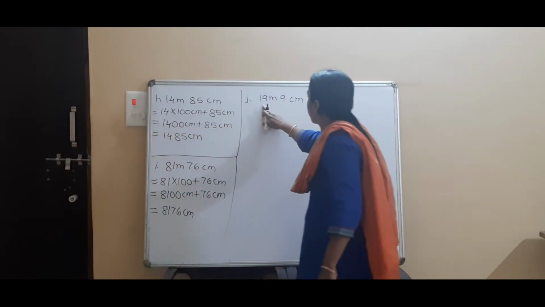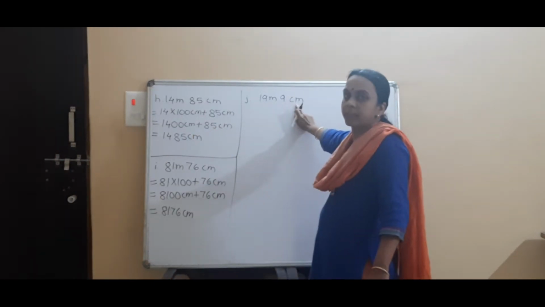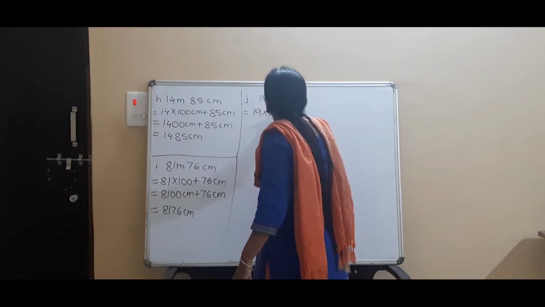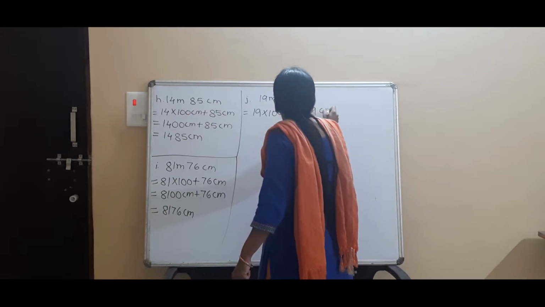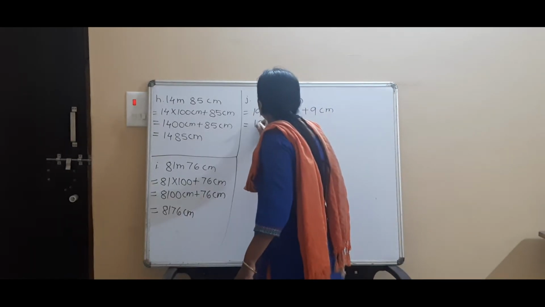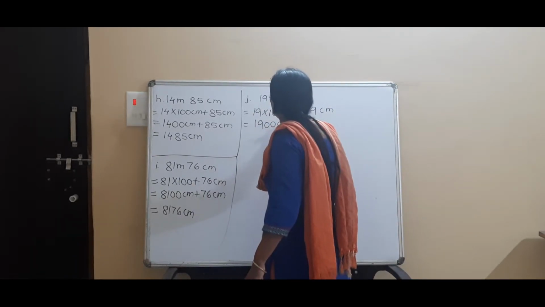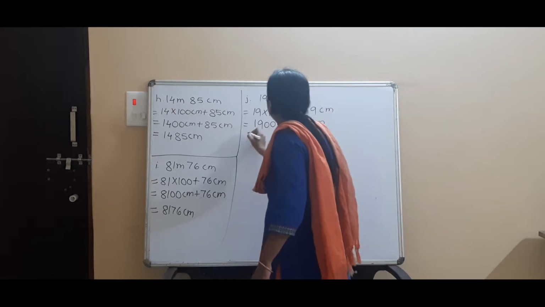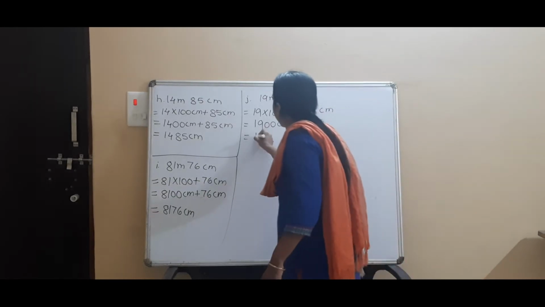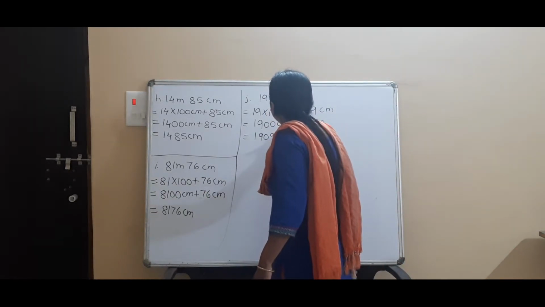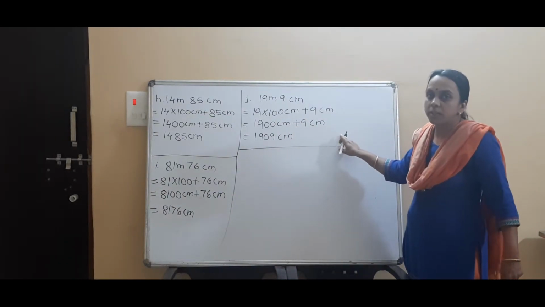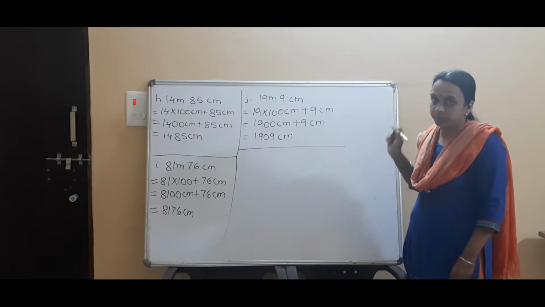Now see J question. 19 meter 9 centimeter. So 19 into 100 centimeter plus 9 centimeter. So 100 multiplied by 19, 1900 centimeter plus 9 centimeter. So 1900 plus 9, how much? 1909 centimeter. So in this way you have to complete all these answers in your notebook.